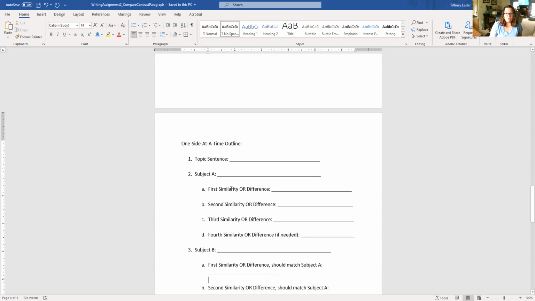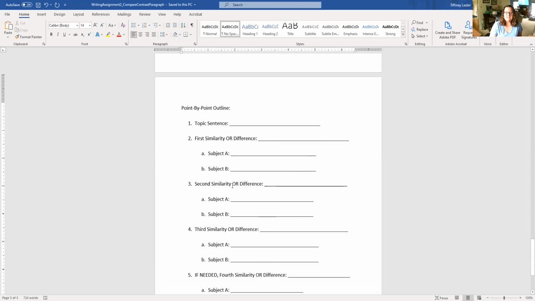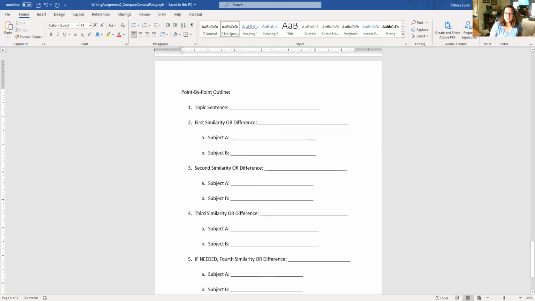to skip this outline and come down to page 5, because this is the outline for a point by point paragraph. You're still going to fill in your topic sentence. But now the next item on the outline is what is the first similarity or difference you want to focus on? Let's just say instructors. All right. So what do you have to say about instructors in terms of online classes? And what do you have to say about instructors in terms of on-campus classes?